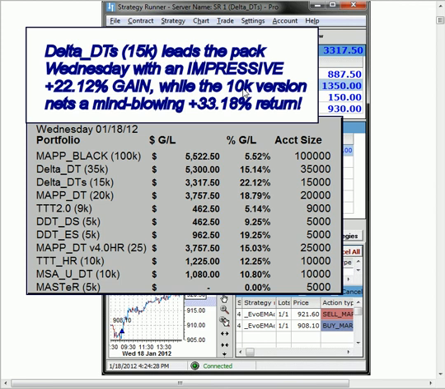So if you look at these, here you go, right here, the 10K version up 33.18% just yesterday, up 22% for the $15,000 version. We have other $10,000 models, MSA UDT up 11%, TTDHR up 12.25%, $1,200 yesterday. MAPDT was up $3,750 yesterday, 19%. It's a $20,000 portfolio. There's the Delta DTS, which, this is a conservative version, easily up 33% on a 10K aggressive version. So that's how that's been.